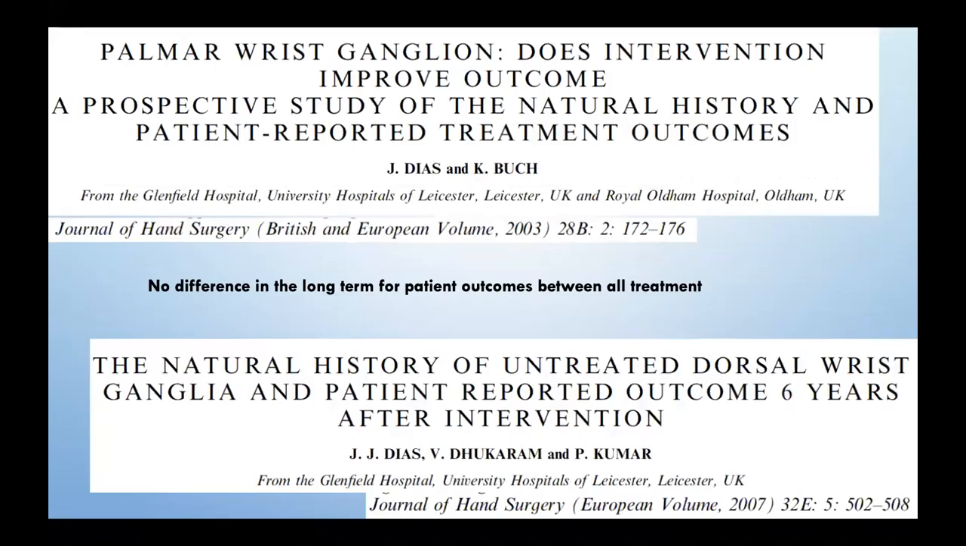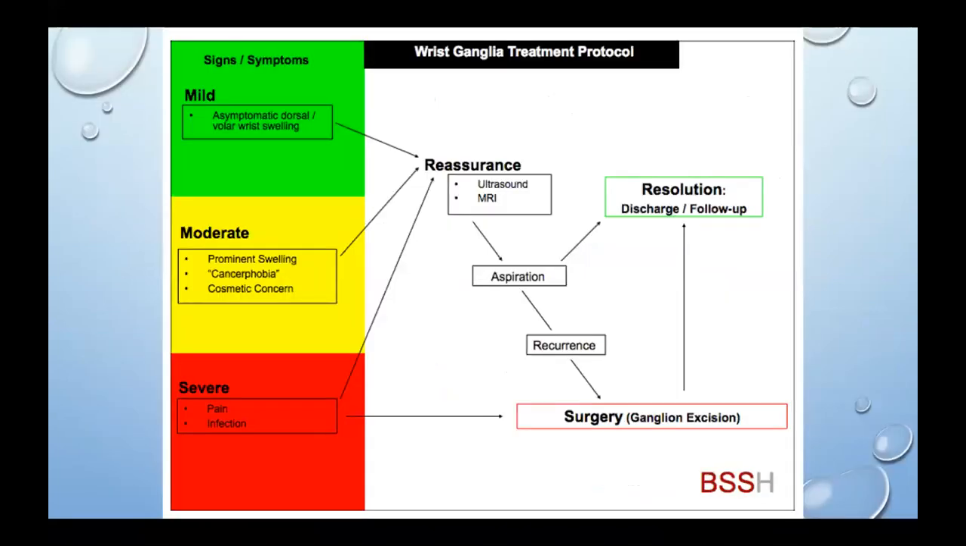And here you have to remember these 2 papers by Dr. Dias, which are commonly cited and accepted as a reference in the exam for both palmar and dorsal ganglion. And the conclusion of both studies is that there is no difference in outcome and patient symptoms in the long term between excision, aspiration, and observation. And finally, before you go to the exam, you should review this protocol of treatment by the British Society of Hand Surgery, and then you can really score high in the ganglion station.